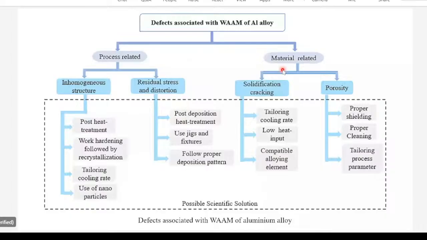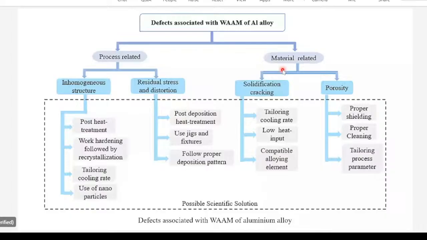Or proper cleaning of the substrate material. With a wire brush we can clean the substrate material, and the wires also we can slightly clean. And the last possible solution is tailoring process parameters. This has a major impact; process parameters have to be controlled and optimized, and only then can we reduce the level of porosity and get a bulk material.